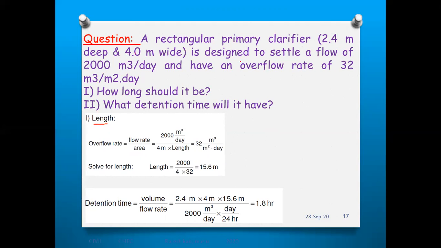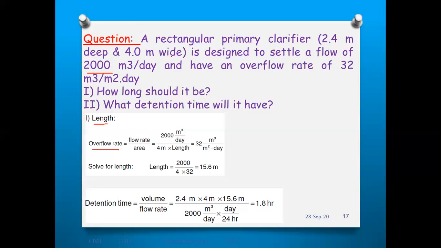So how long it would be. It is having given dimensions and a design settle flow. What is the flow rate and what is the overflow rate? Then what is the thing you have to find? You have to see the length. Then what is the overflow rate formula? Overflow rate is equal to flow rate by area. What is the flow rate here? The flow rate is 2000 meter cube per day. Then what is the area here? The area is 4 meters into length.